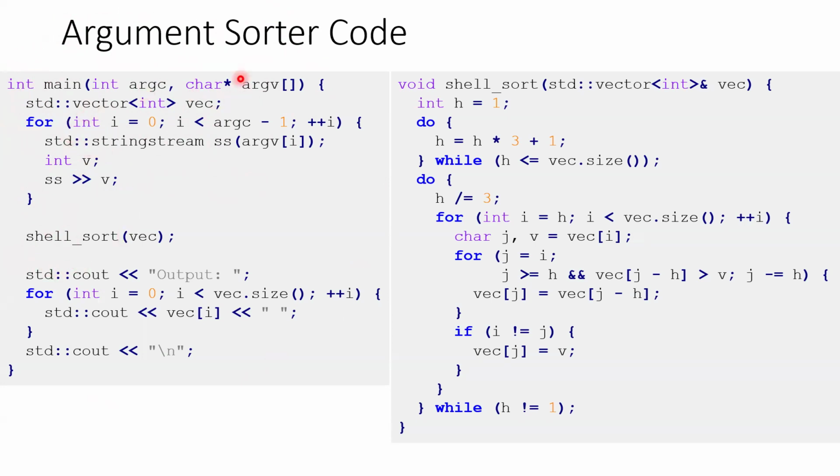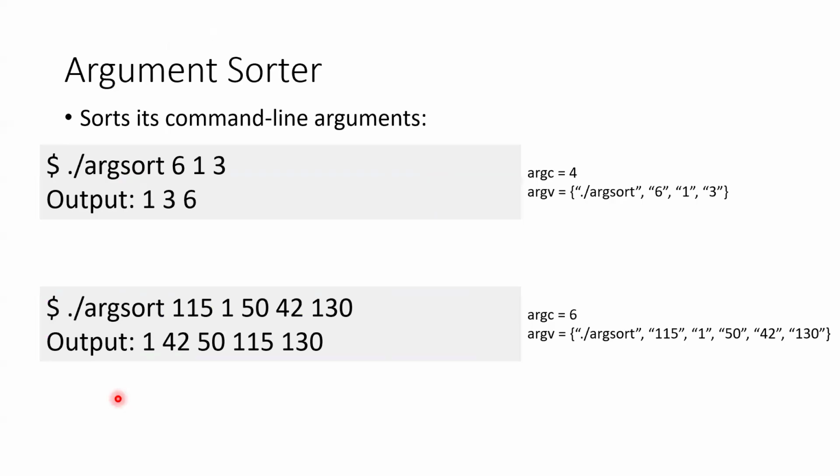We pass the vector into the shell sort function. This function is written to work, but it's not written for you to understand. So it does something that should sort the vector. And what argv contains is first the program name, then 613 in this case.